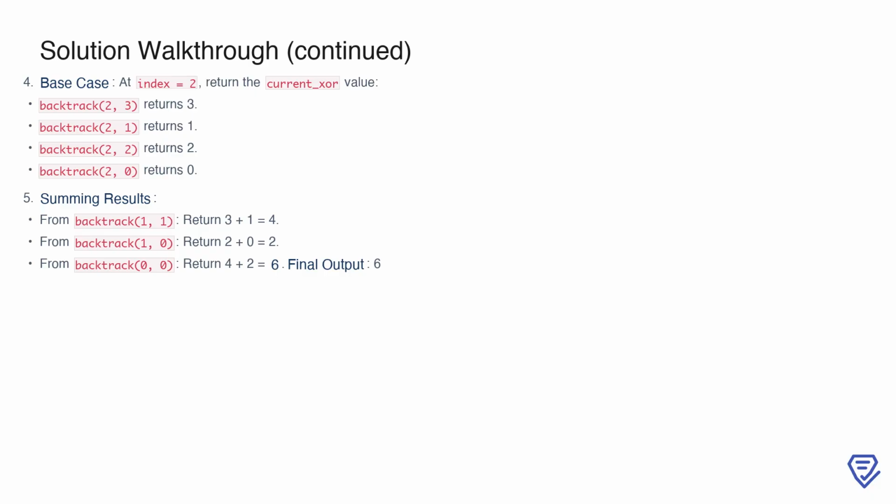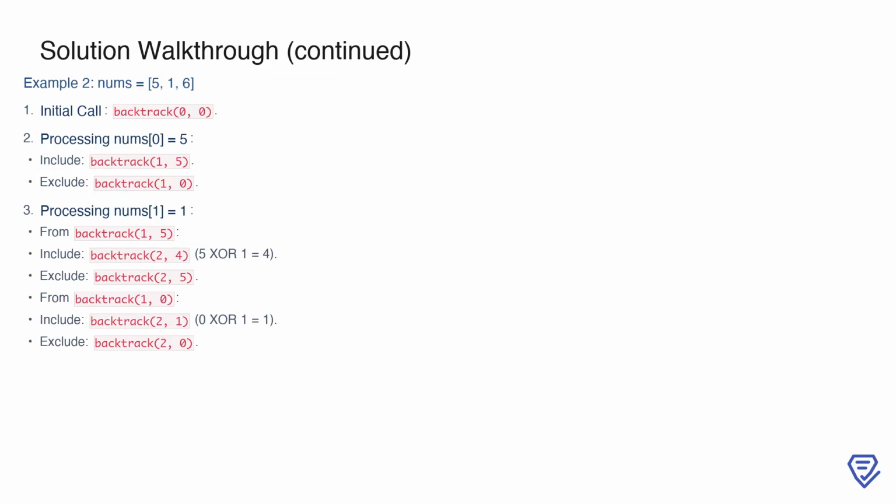Once these results are returned, we sum them up to get the total XOR value for each branch of the recursion. From the path that included nums[0], the sum is 3 plus 1, which equals 4. From the path that excluded nums[0], the sum is 2 plus 0, which equals 2. Finally, adding these two totals gives the overall result for the input [1, 2], which is 4 plus 2, resulting in a final output of 6. This demonstrates how recursion systematically calculates and combines XOR values for all possible subsets.